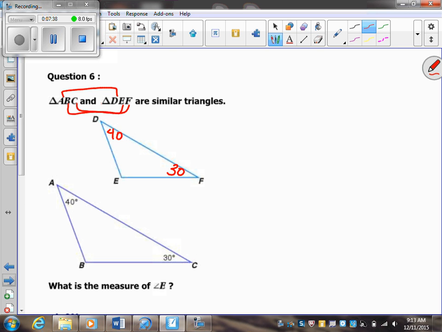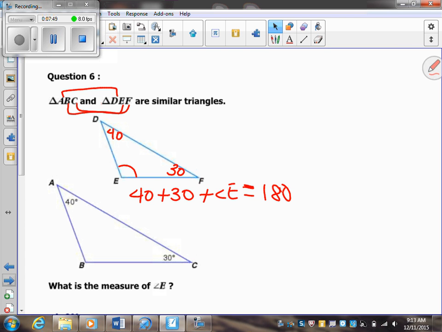So all you have to do is find E by doing 40 plus 30 plus angle E is going to equal 180 because it's a triangle. Then you guys can solve it like that.